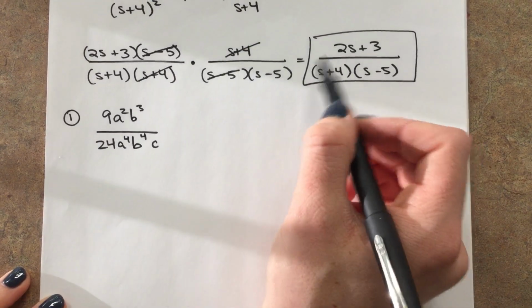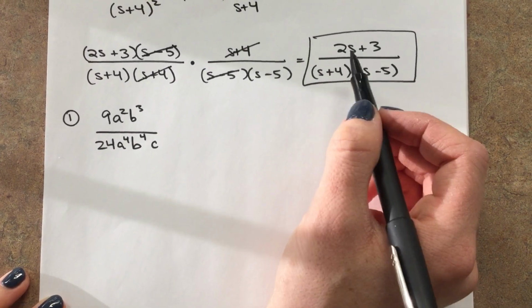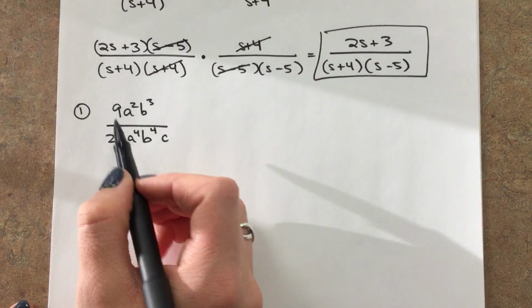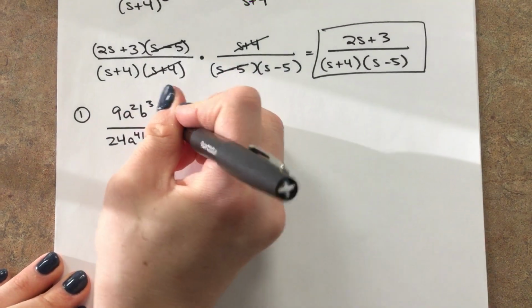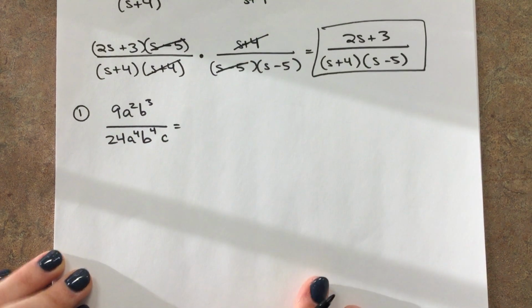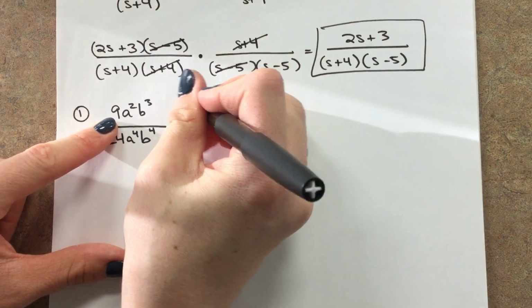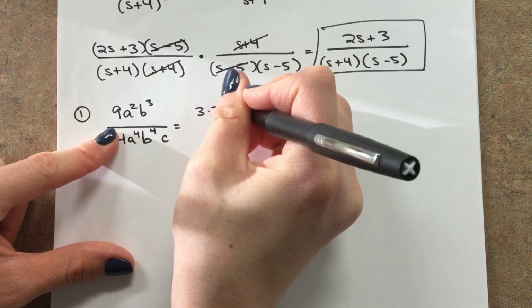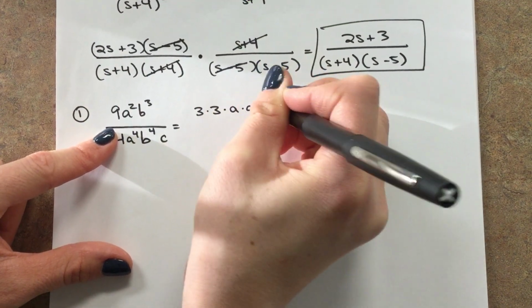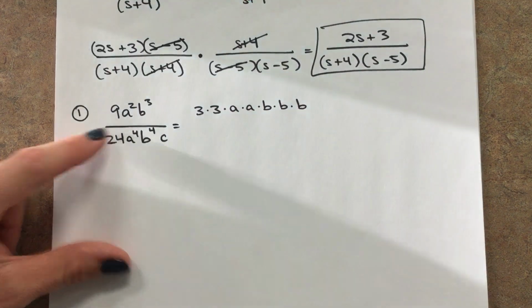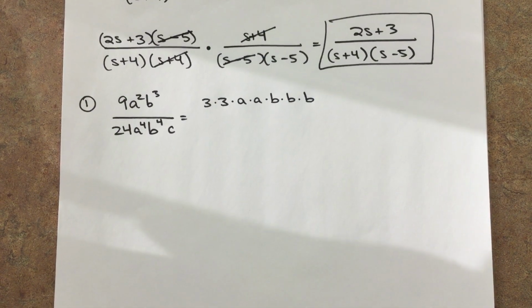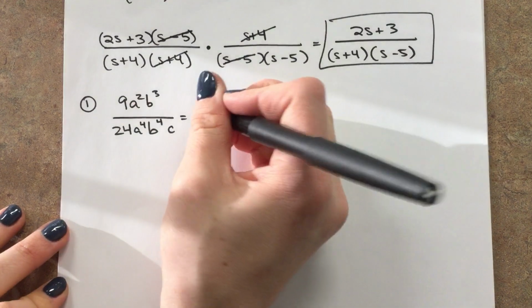So the difference is when you have addition and subtraction. So like s plus 4, that's one factor. S minus 5 is one factor. But when this is all multiplication, it's actually, I think this one has 7 different factors. So the 9 breaks down into 3 times 3. So that's already 2 factors. Each of the A's breaks down, and then same thing with the B's. So that is completely broken down. Yeah, so we end up with 7 total factors in that numerator.